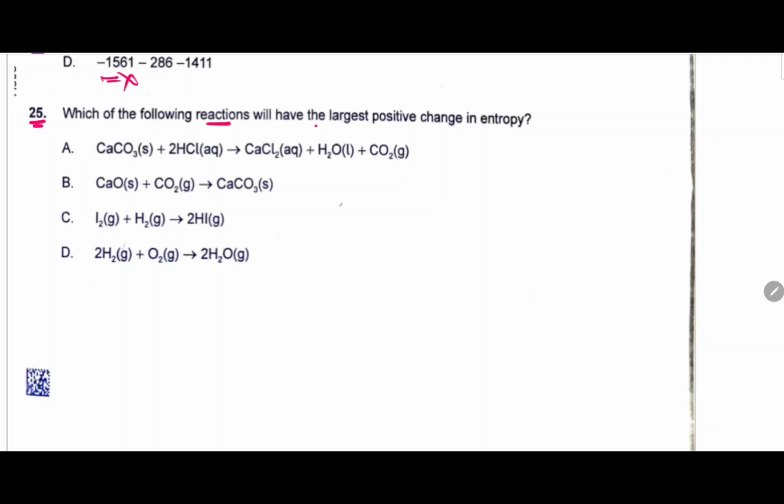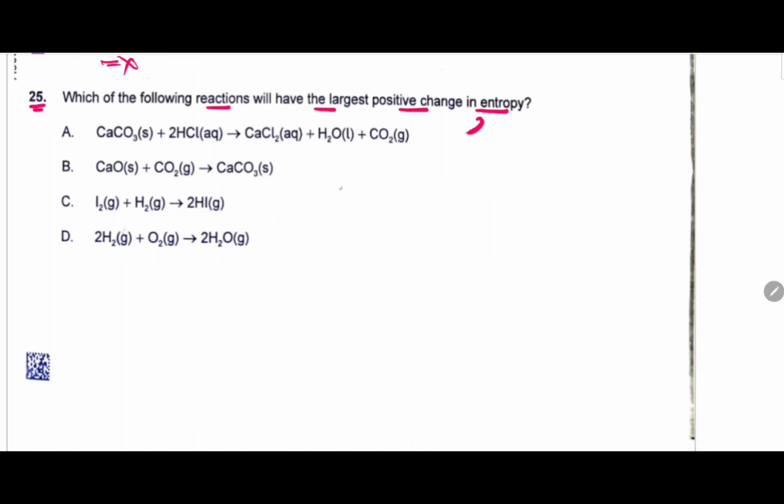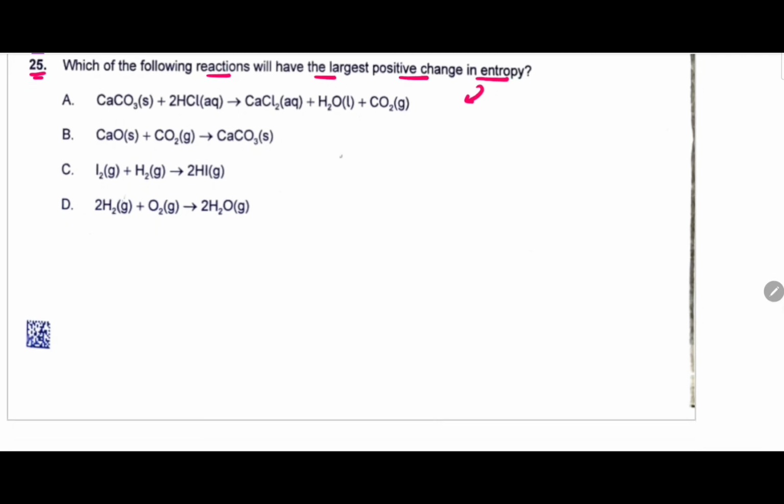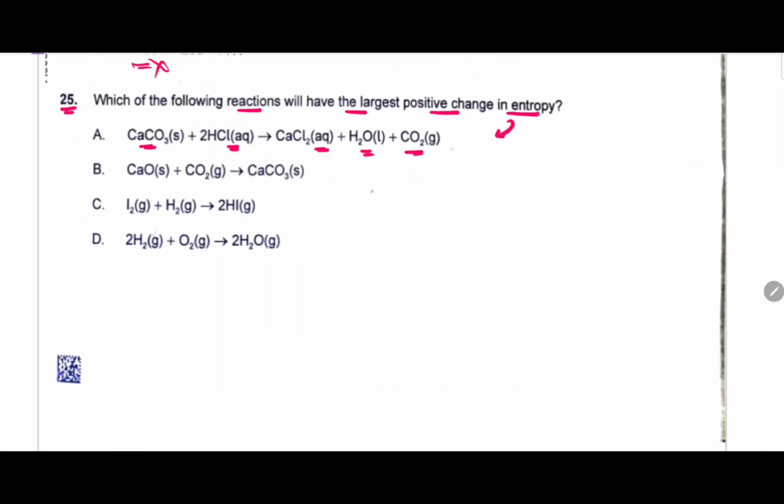Which of the following reactions will have the largest positive change in entropy? And we know entropy increases when a solid converts into gas, a molecule converts into atoms, or a compound converts into small molecules. If I see this reaction A, CaCO3 solid reacts with aqueous HCl and forms CaCl2, H2O and CO2 gas. We can say the number of moles of gas is increasing. So this can be a positive change in entropy.